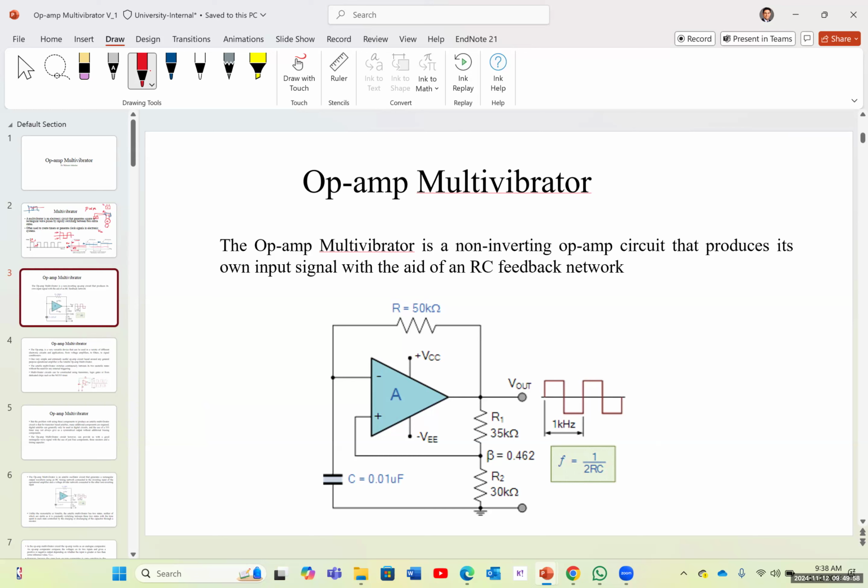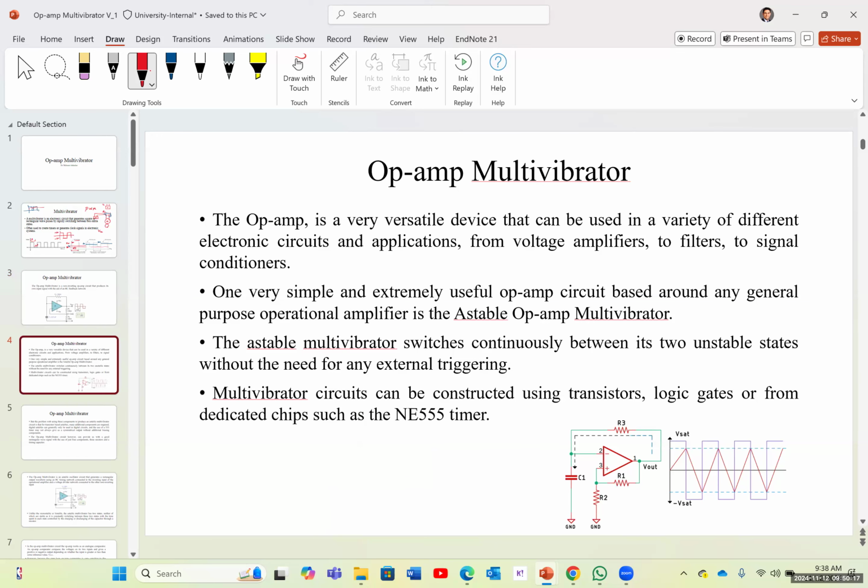The op-amp multivibrator is a non-inverting op-amp, or you can actually create it with the inverting op-amp as well, but mainly 90% of the time it's a non-inverting op-amp that produces its own input signal with the aid of an RC feedback network. And this is a general op-amp multivibrator.